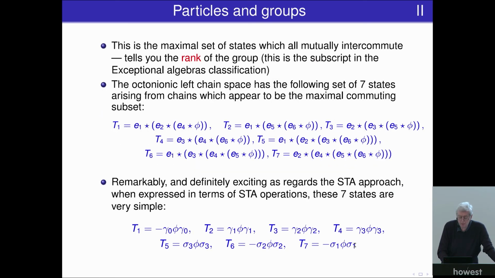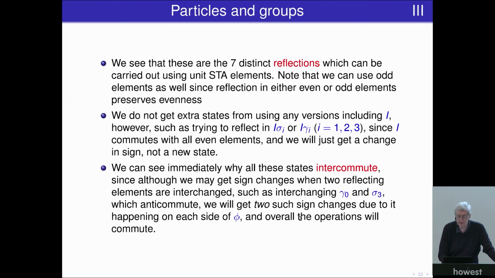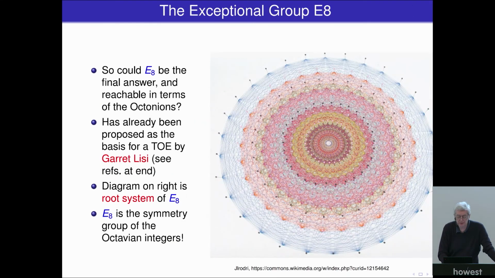And you can see immediately why they intercommute, because although, say, gamma 1 does not commute with gamma 2, if you do it each side, you get 2 sign changes, and then it does commute. I'll skip that. This is a nice picture of what's called the root system of E8, showing the incredible complexity of these objects when you get up to these higher dimensions. Rather amusingly, this was done with actual pins and threads. Someone had made this version out of cotton and pins, but it's very beautiful.